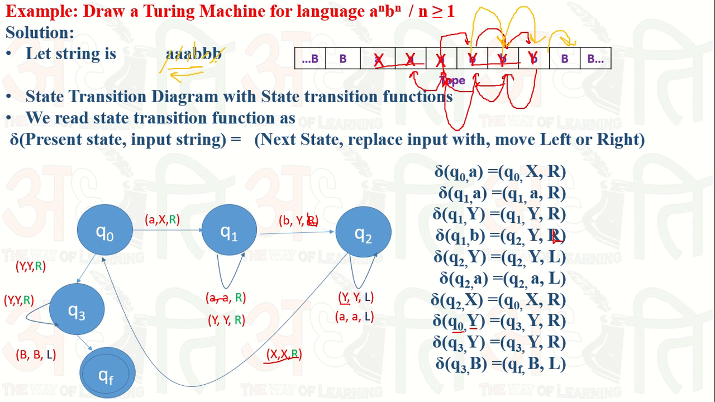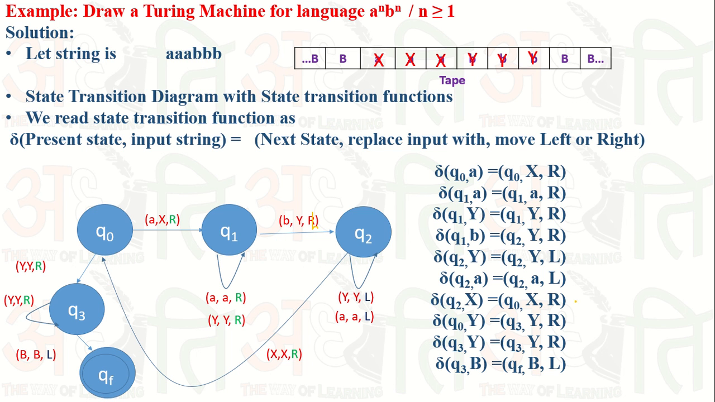After marking third B, we are facing blank, and we say if we are facing blank after marking all A and B, we are at the final state. So it was a very simple, very easy to understand example.